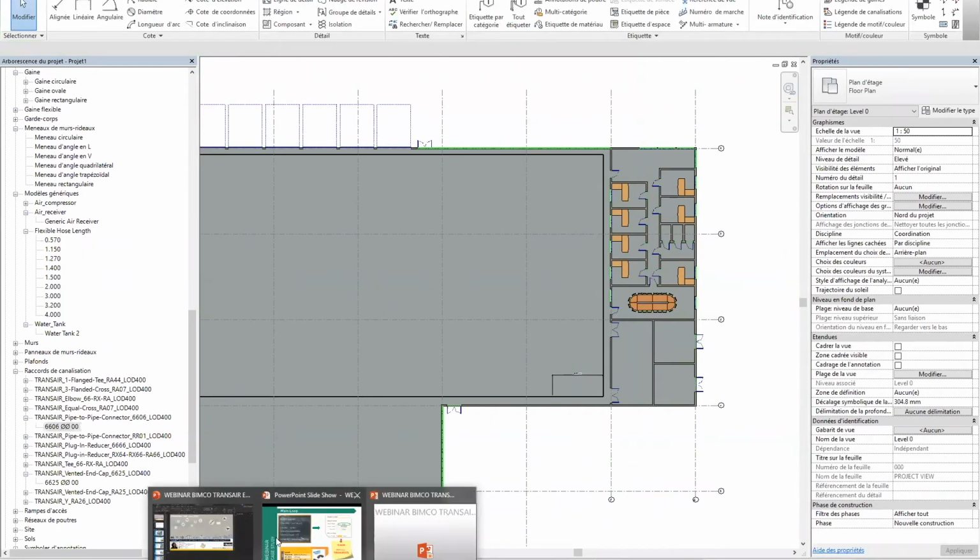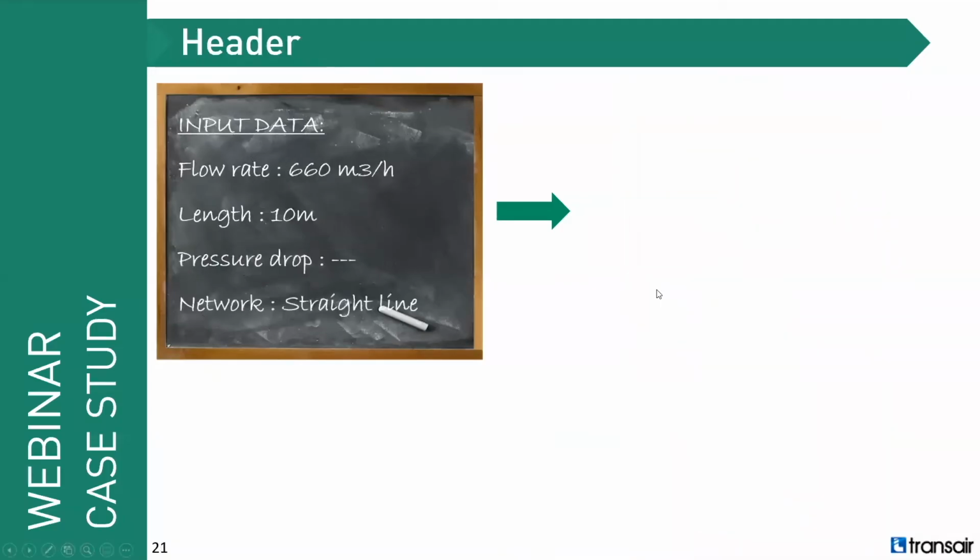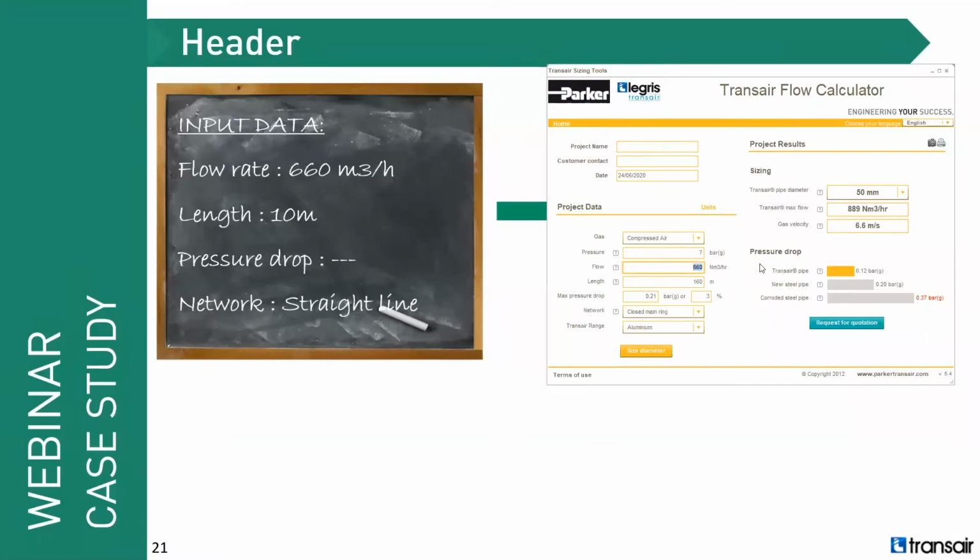Now this is the loop. We're going to go and do the header. So it's going to be the same thing regarding the header. The total flow rate is going to be the same. For length, we're going to go only for 10 meters because we only have to supply the right side of the loop, and then the air will go through it.